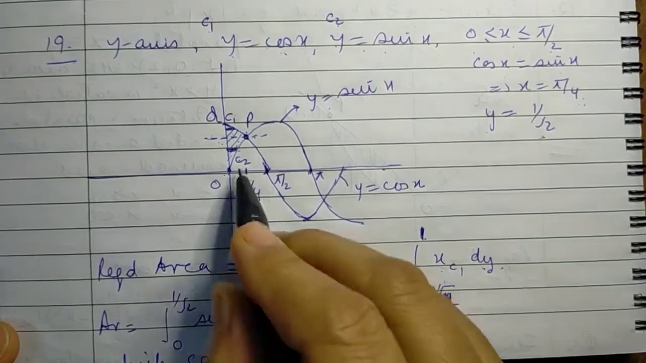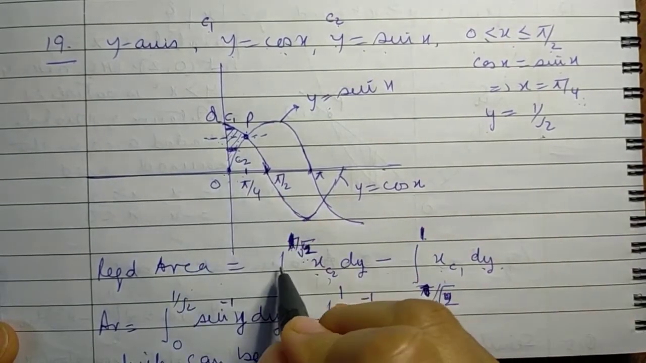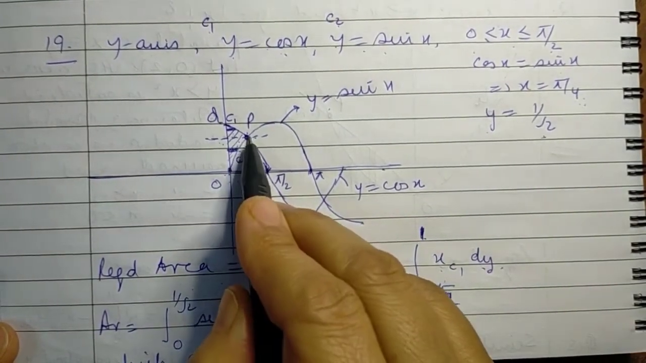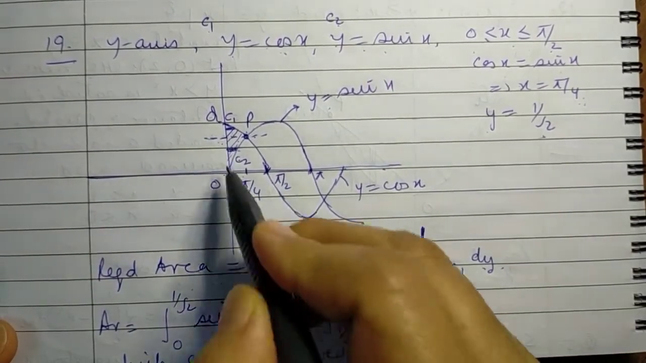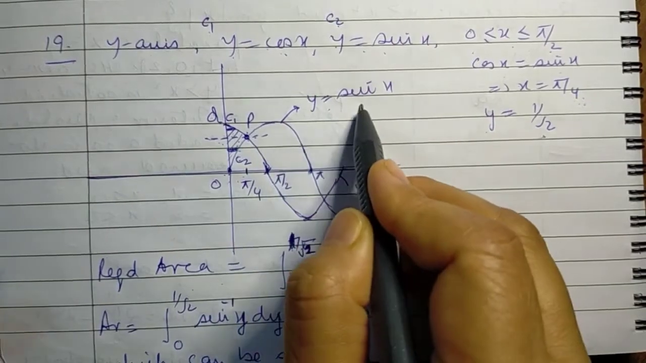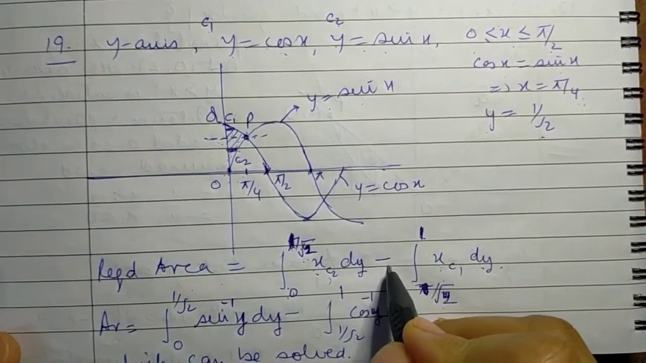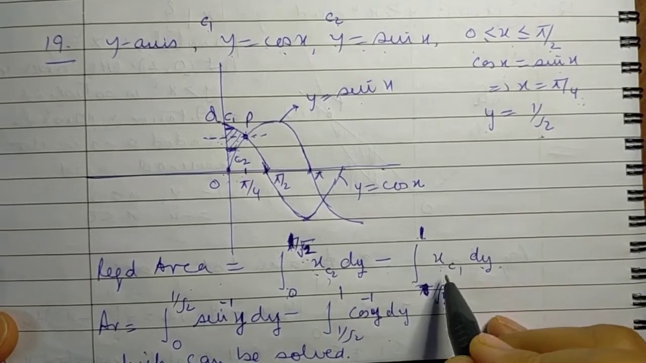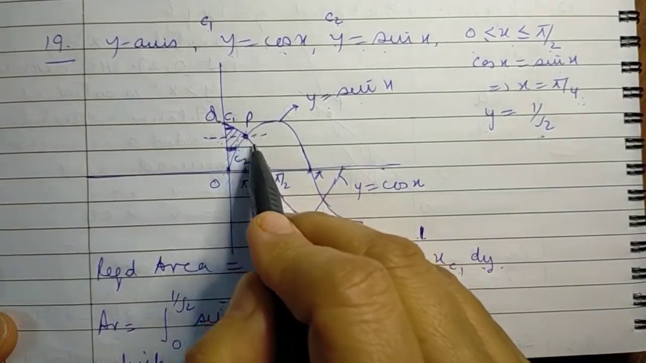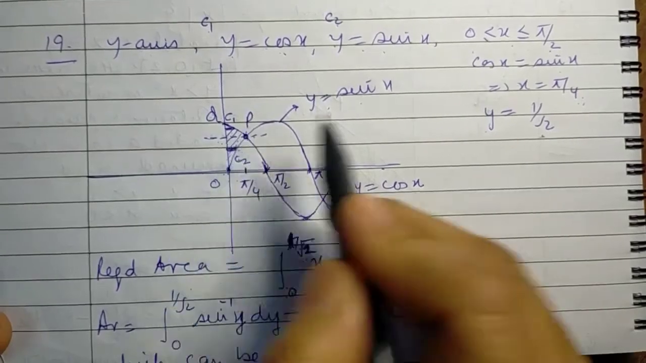So in the first area, the limits of y are from 0 to 1 by root 2. So from 0 to 1 by root 2, x on the curve C2, which is y equal to sin x, dy, minus from 1 upon root 2, which is a point of intersection, to 1, x on the curve C1, which is y equal to cos x, dy.